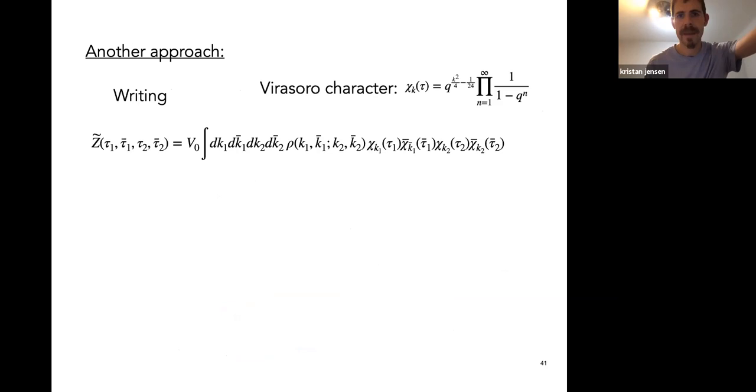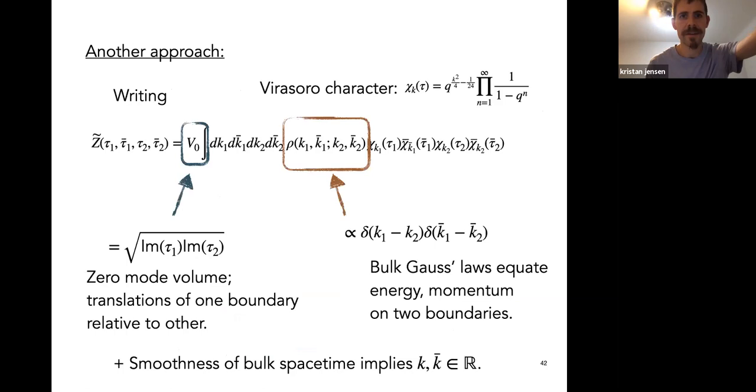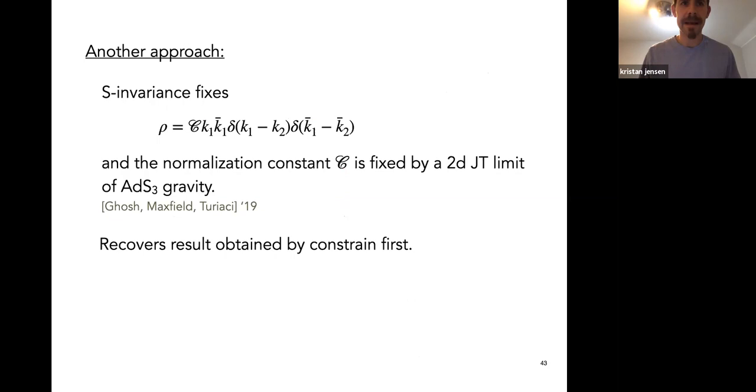I don't have time, unfortunately, to discuss all of the details that go into this. There are some other inputs that we used, like that there are bulk Gauss laws that equate energy and momentum on the two boundaries. Also some facts about gravitational zero modes. The net result after imposing this simultaneous modular invariance, double Virasoro symmetry, all these other things, is that we land on exactly our result from the June paper up to a normalization constant.